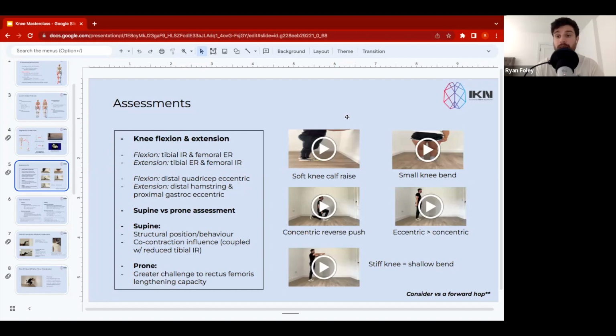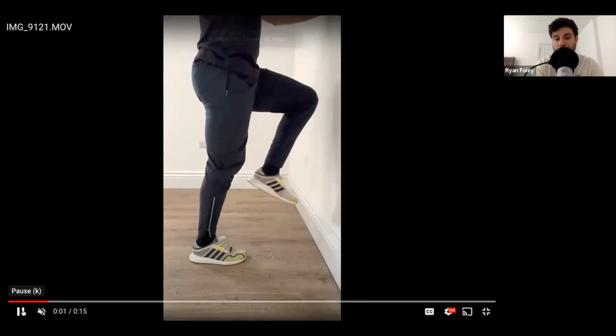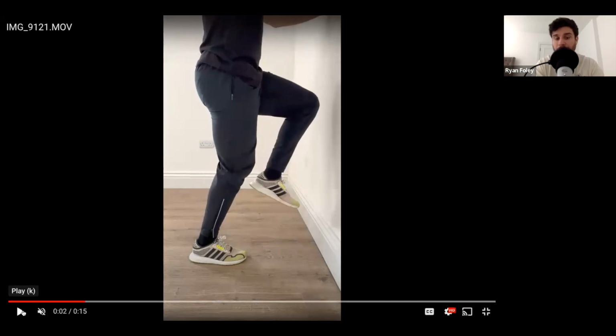We would use different assessments for different clients depending on the subjective information that they've given us. But if, for example, you're watching a client walk and you're seeing that very quick snap back into tibial extension, another assessment that we can use is a soft knee calf raise. So what we're doing here is we're asking the client to bend the knee slightly, around 10 to 20 degrees, which will bring the knee from a closed pack position into an open pack position, where there's a little bit more variability at the knee.